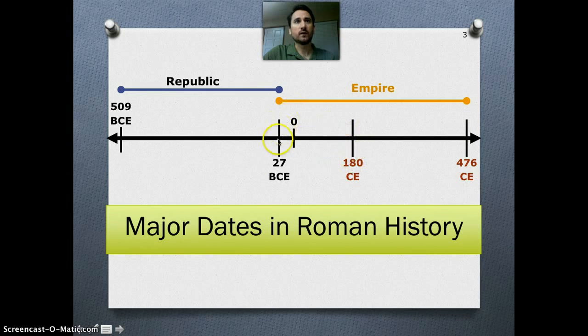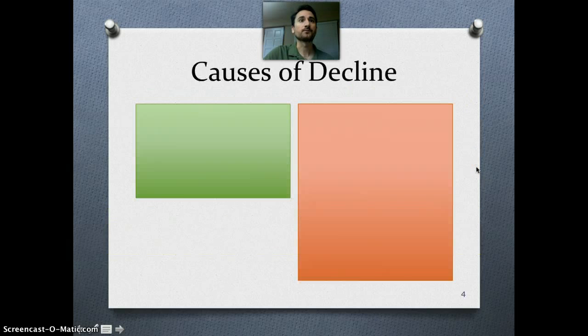Also, think to yourself what happened during this time, 27 to 180. If you're thinking about the Pax Romana, you're exactly right. And that's where we left off before, and that's where we're going to pick up today. And that is the period of decline and fall of the Roman Empire from 180 to 476. And if you want a trivia question, 476 is the traditional date for the fall of the Roman Empire.